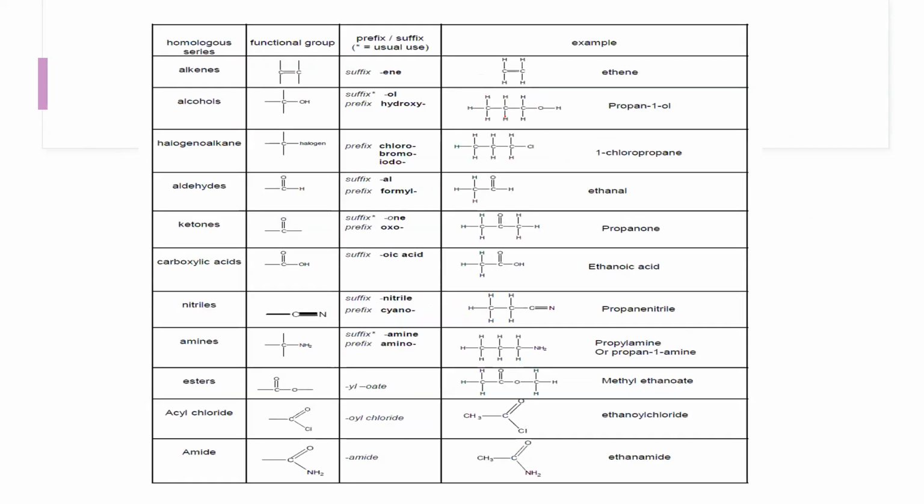So this is the table which you have to learn related to functional groups. We will discuss each functional group. So if we have alkene, it means there will be a double bond. The suffix will be "ene", means at the end we'll place "ene". Example, 2 carbon, it's eth. Because of the presence of double bond, it is ene. So it is ethene. What about alcohol?